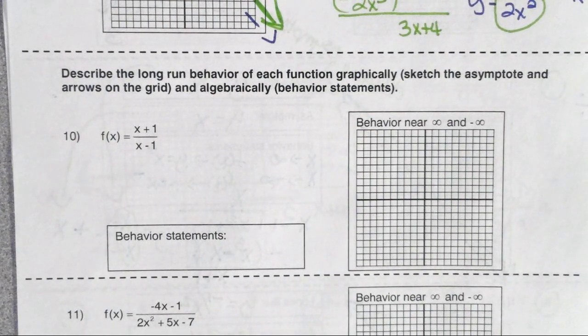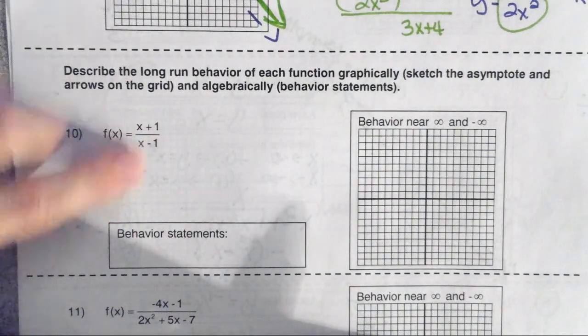On number 10, 11, 12, and 14, they're all mixed up, so you have to actually go through the steps and think. So the first thing you're always going to look for is see if it reduces to a 1 over x or a 1 over x squared. If it doesn't, then you divide. So this one doesn't because these cancel out completely.